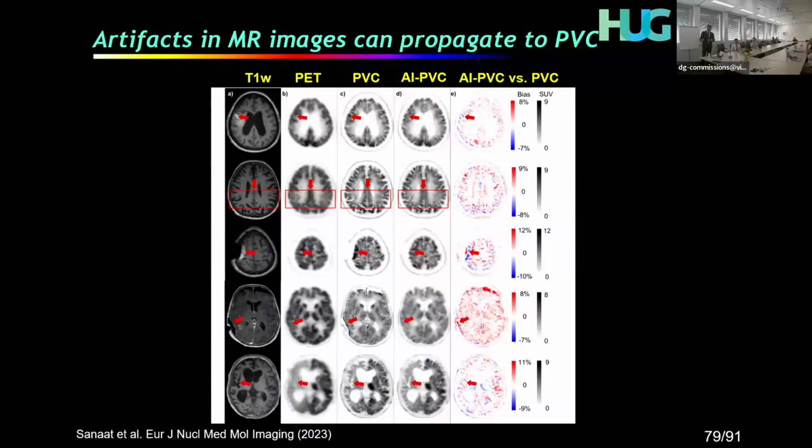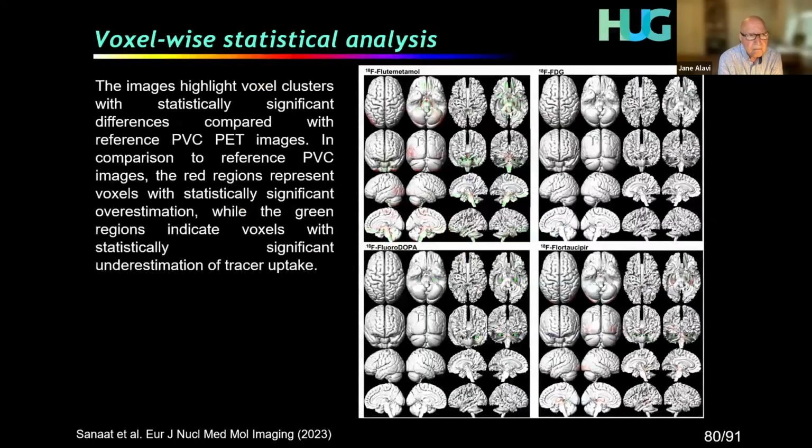And here is also some interesting example. You can see for some of these subjects, we have some artifact in the MR images. And when we are using the conventional methods, of course, this error and this artifact can propagate to our partial volume corrected images and lead to some error. While when we are using the AI-based partial volume correction, they are immune from any artifact because we don't basically use the MR.